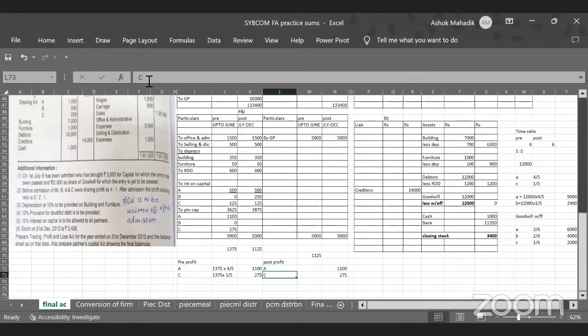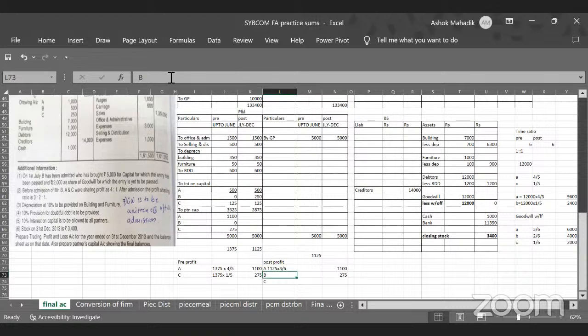Now there will be B and C. All three partners will be there. We have to divide amongst three partners. And the ratio is 3:2:1. So 3 plus 2, 5 plus 1, 6. So A will get how much? A will get 1125 into 3 shares out of 6.